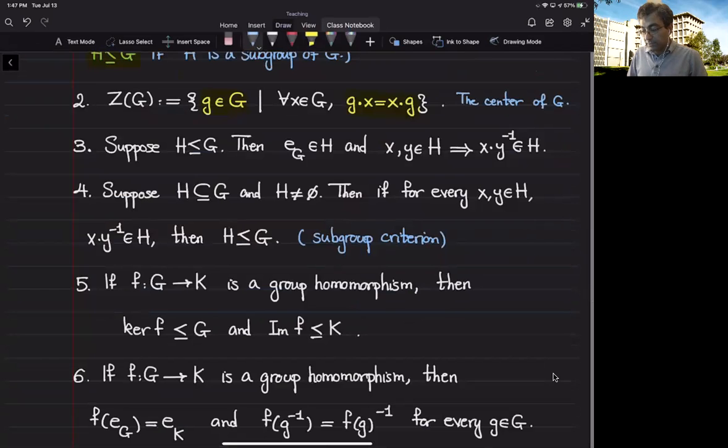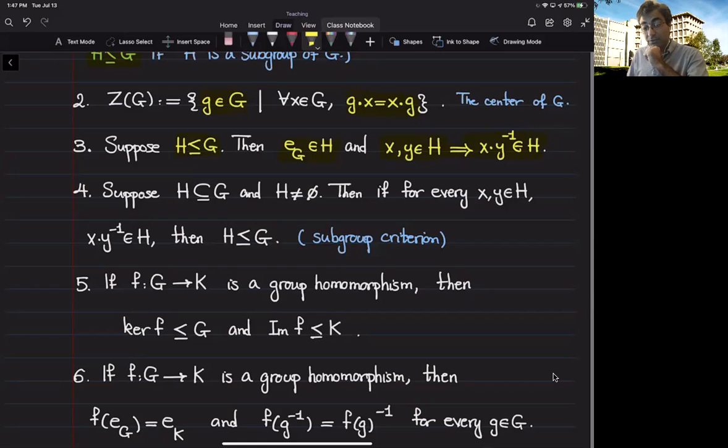We proved what we called the converse of the subgroup criterion, and that is that if H is a subgroup, then it does contain the neutral element, and if x and y belong to H, so does x times y inverse. So if x and y are inside H, then x times y inverse is also inside H.